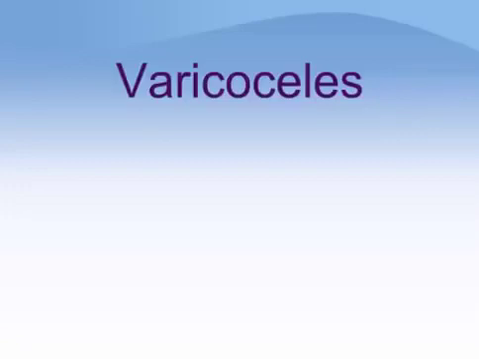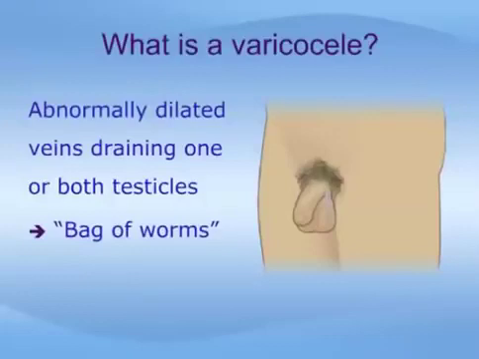A varicocele is a collection of dilated veins that drain one or both testicles. They are similar to varicose veins seen commonly in the legs, just in a different location. In some men, these dilated veins may not be noticeable, but in others, they give the classic appearance referred to as a bag of worms in the scrotum.